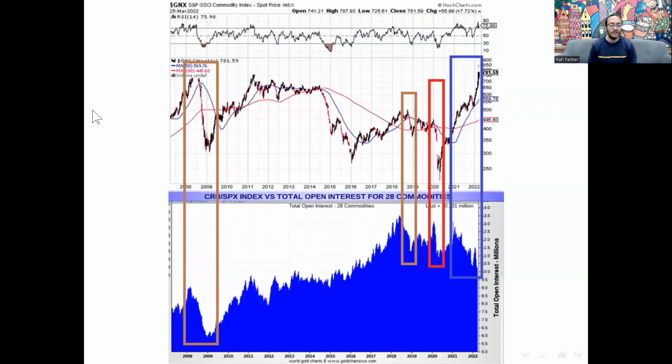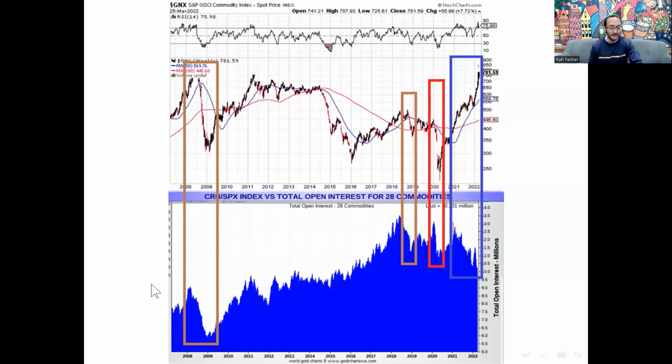Here's a chart of 28 commodities and their open interest over the last 15 years, plotted against the price moves in the GNX commodity index, and you'll see that something has changed starting in 2021. On top we have the GNX GSCI S&P commodity index. This is an index weighted towards production, so the most produced commodities are weighted the highest, and that is oil. And here on the bottom, you have total open interest for 28 commodities, including energy, metals, and agriculture.